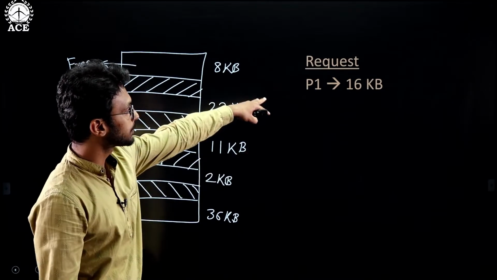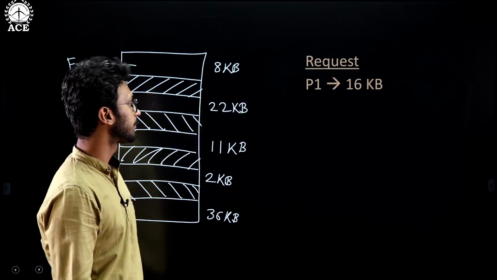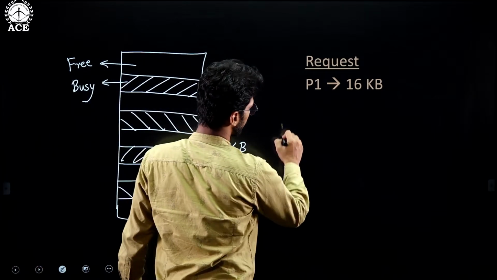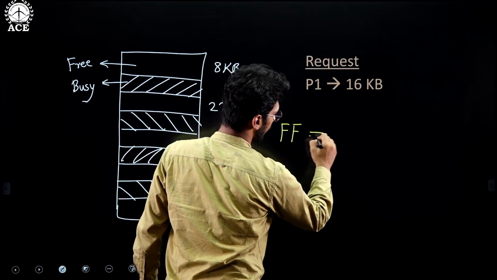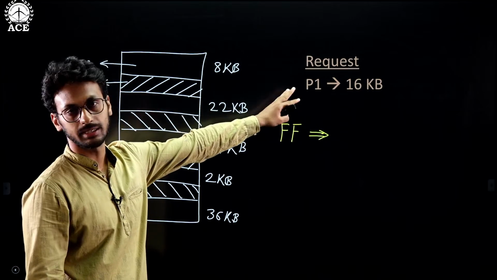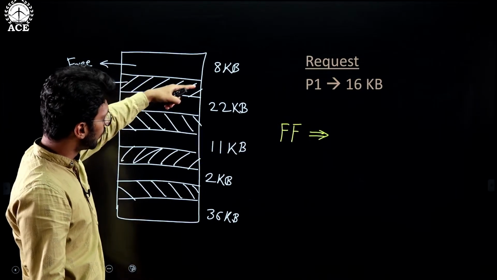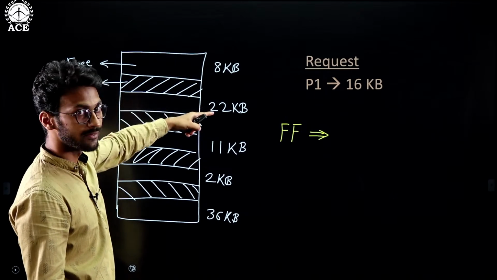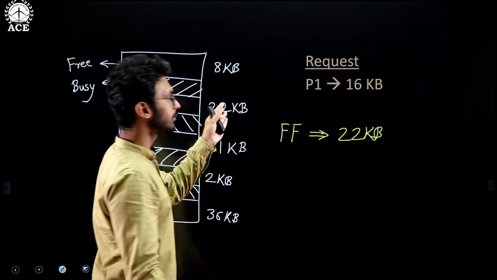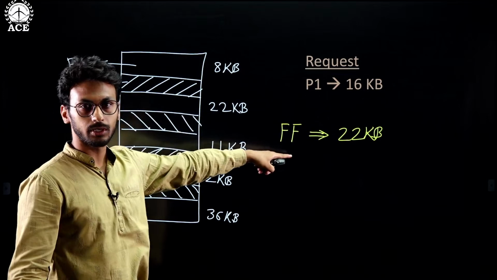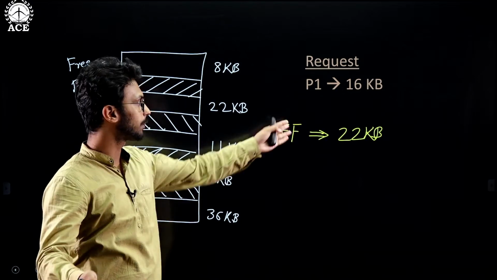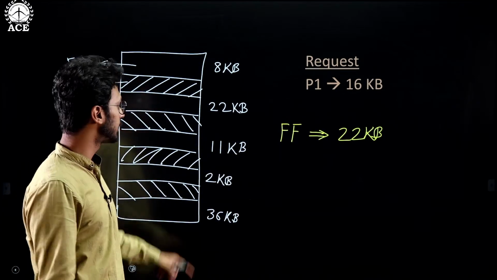Now see, if request of process P1 comes of 16 KB, what will happen? If you use first fit, in which particular chunk or hole will you place that process with size 16 KB? From starting, you keep on checking, okay, 16 KB available? No. 16 KB available. 22 KB. You'll keep it in 22 KB slot, because from starting itself, first fit means what? From starting itself, you keep on checking for a slot in which you can place that particular process. Done. First sufficient.